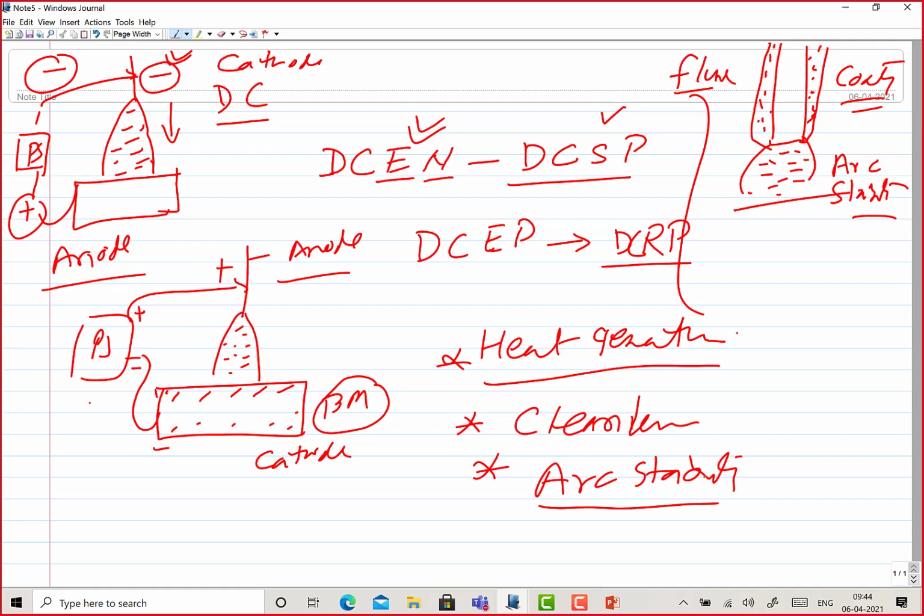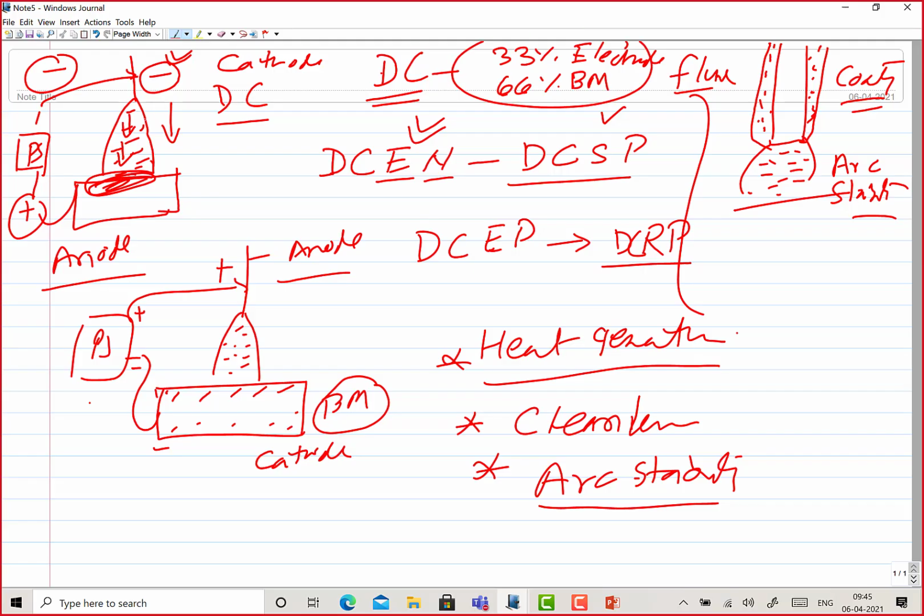Another aspect is that whenever DCEN, electrode negative, is used, high speed moving electrons will be impacting the base metal, and most of the heat is generated on the anode side. So in DC welding, whenever the electrode negative polarity is used, about 33% of the heat is generated on the electrode side, and 66% of the heat is generated on the base metal side.